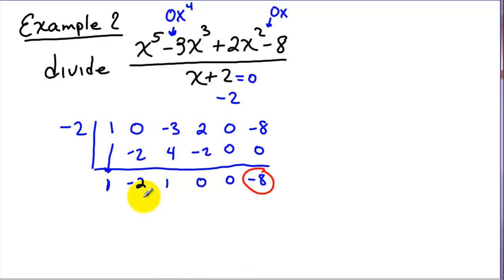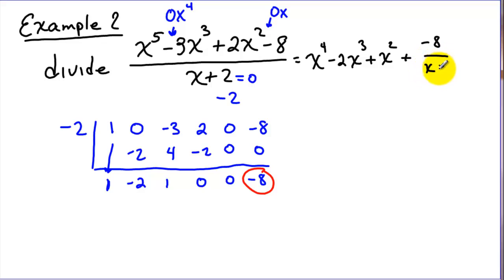So our final answer for this problem here would be, now remember, this was an x to the 5th, so this is an x to the 4th. So it would be 1x to the 4th minus 2x cubed plus x squared. And then this would be 0x, which we won't show, plus 0. And then we have to add our remainder, plus negative 8 over x plus 2.